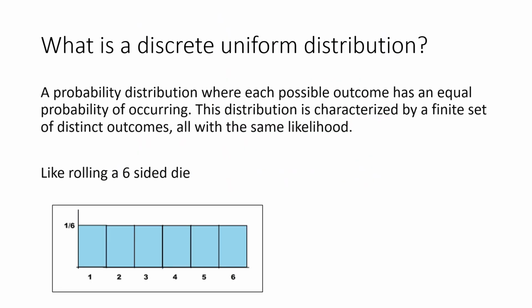So what is a discrete uniform distribution? It's a probability distribution where each possible outcome has an equal chance of occurring. This distribution is also characterized by a finite set of distinct outcomes, all with the same likelihood. So it's like rolling a six-sided dice, because you have finite outcomes, which are 1, 2, 3, 4, 5, and 6, and then you have all of them being equally as likely to occur.